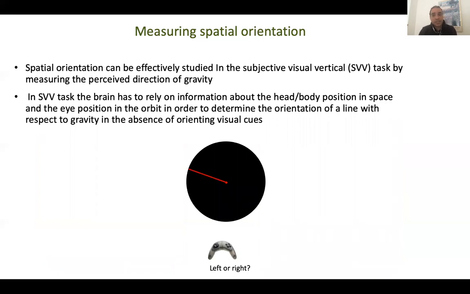This can actually be examined using the subjective visual vertical task, in which spatial orientation is measured as the perceived direction of gravity. So the task is to report which way is up by comparing the orientation of a line to perceived vertical orientation. In the SVV task, the brain has to rely on information about the head and body positions in space and the eye position in the orbit in order to determine the orientation of the visual line in the absence of orienting cues.